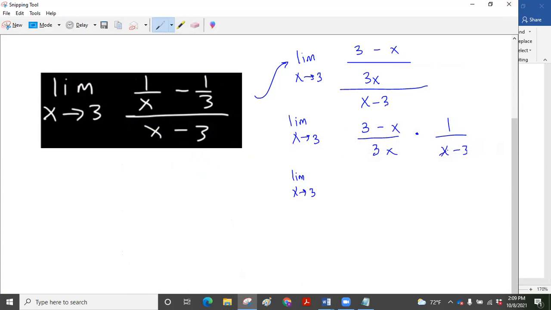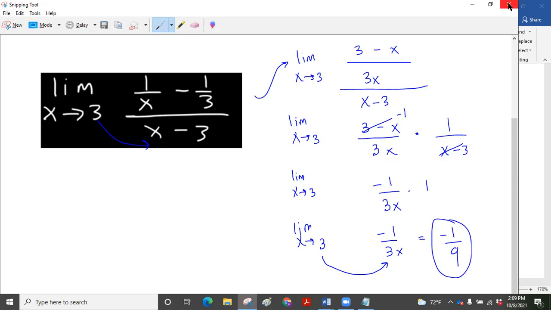So that's what we're going to do in this case. We're going to cross these out and leave behind a negative 1, which means we have negative 1 over 3x times 1, which is the limit as x approaches 3 of negative 1 over 3x. Now, we can plug in 3. Before, you'll notice that if we plugged in 3 into the denominator, then we would have gotten 0 in the denominator. We don't want that if we can simplify. So we plug in 3 into the denominator, and we have negative 1 over 9 as an answer. So the limit is negative 1 over 9.